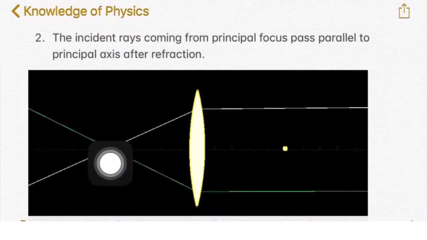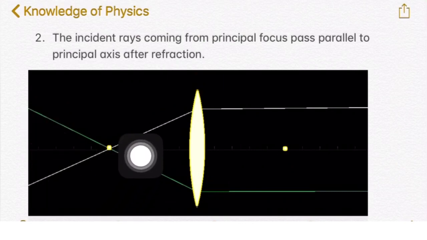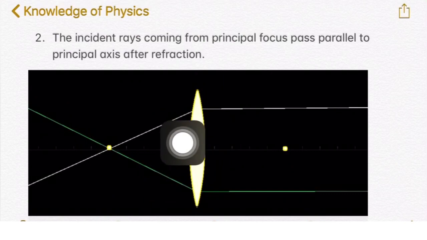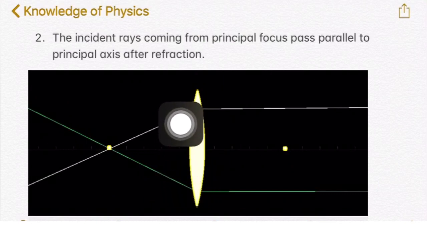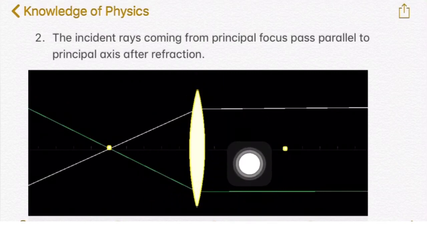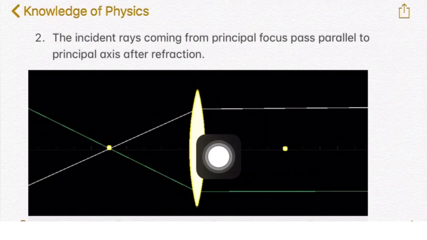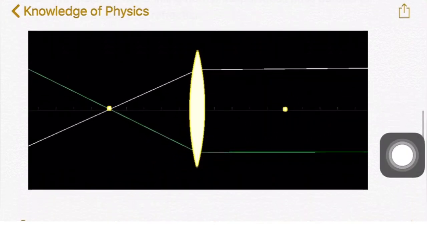So this is the principal focus from where these two rays of light are incident on this lens, and after refraction the rays of light go on parallel to each other and parallel to the principal axis. This is rule number 2.